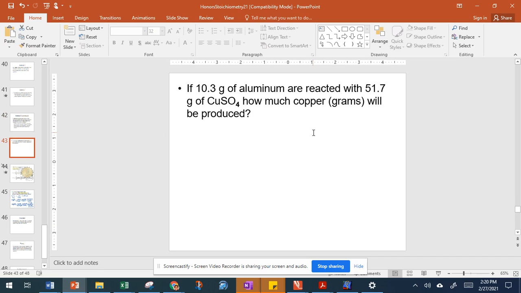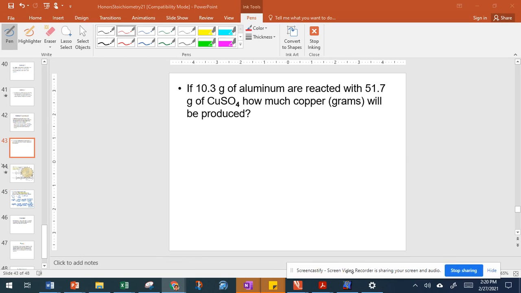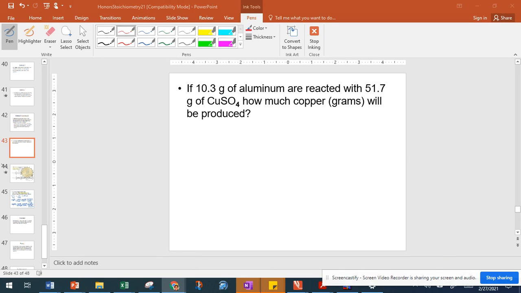So let's look at this problem. We have 10.3 grams of aluminum, and it's reacting with 51.7 grams of copper 2 sulfate. So let's set up our reaction first. So we have aluminum plus copper 2 sulfate. And remember, this is a single replacement reaction where aluminum is kicking out copper. So we are going to end up with copper by itself and aluminum sulfate.